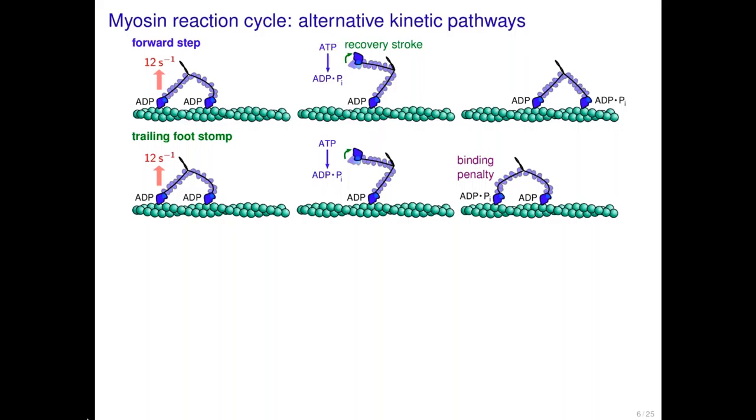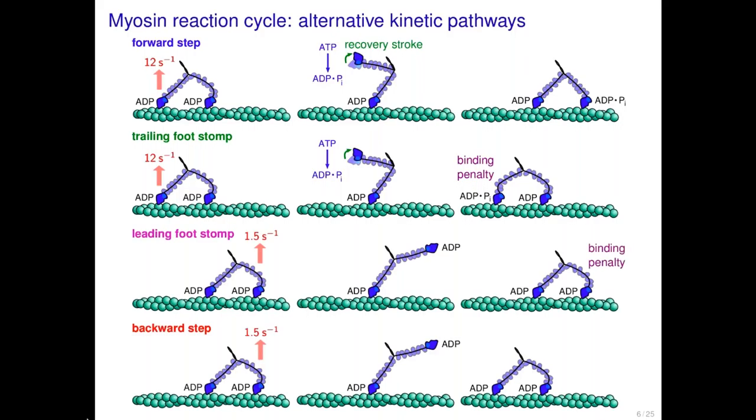Then if ATP binding is extremely fast, it binds, but if you have to rebind back, then ATP has to hydrolyze, and so it rebinds with ADP and inorganic phosphate still in the nucleotide binding site, but it has an incorrect orientation because nominally it would have to go in the forward direction, and so in the theory we assign a binding penalty. So that's a second pathway.